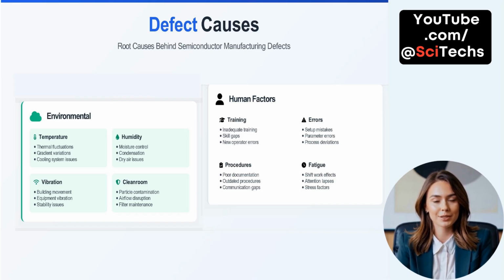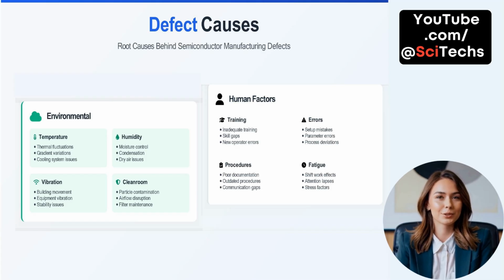Errors may arise from incorrect equipment setup, wrong process parameters, or unnoticed deviations during operations. Procedural issues, like outdated documentation, unclear instructions, or poor communication, can compound problems across shifts. Finally, operator fatigue plays a key role. Shift work, mental fatigue, and stress can impair judgment and reduce focus, making errors more likely.